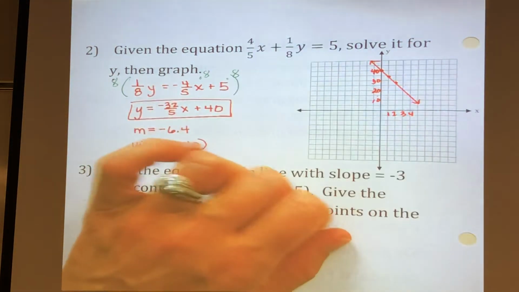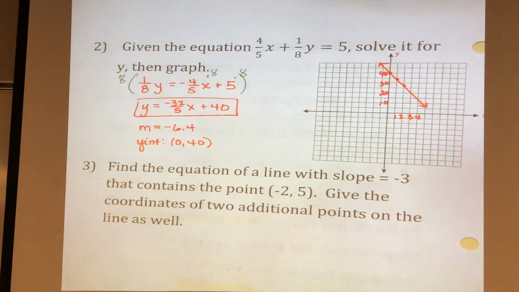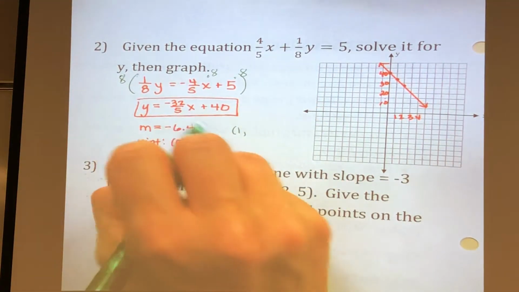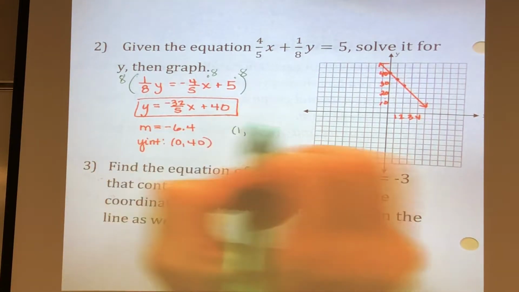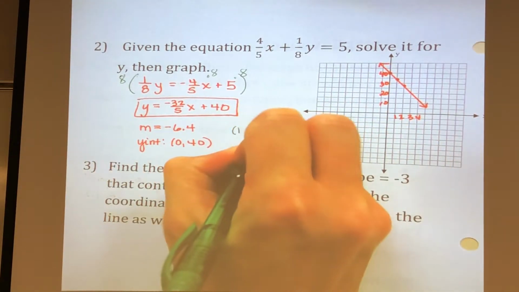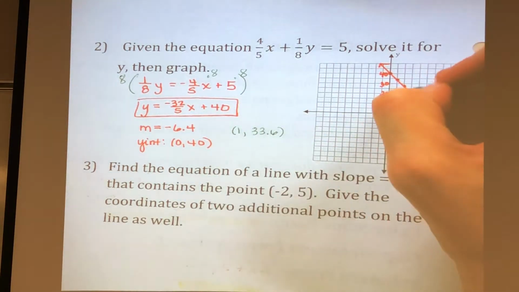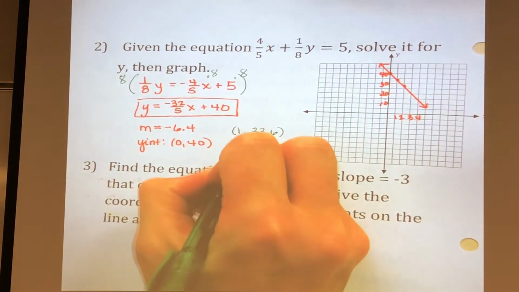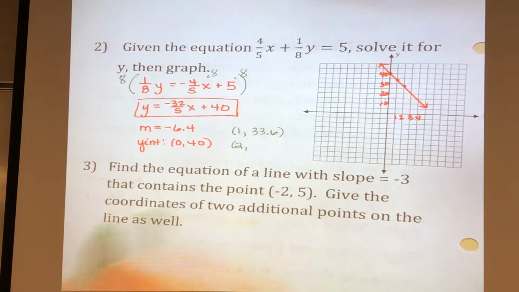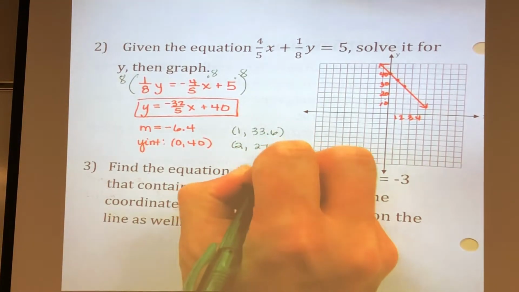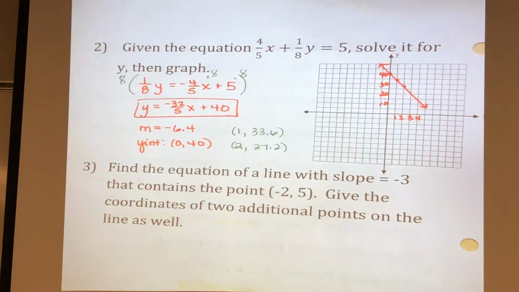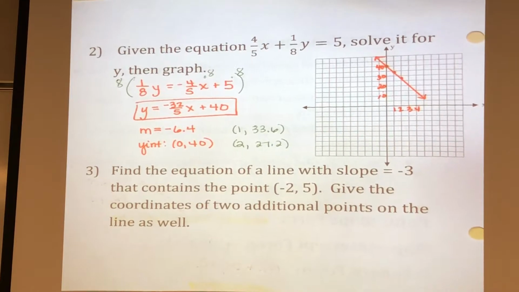So another way to check to make sure your points are in the right place, you can substitute values into your equation. So for instance, I can substitute the point 1 in for x and do 1 times negative 6.4 plus 40, and I get 33.6. And hopefully that's about where I put that. Maybe a little too high. Or I could put 2 in and do 2 times negative 6.4 plus 40 to get 27.2. So 2, here's 25, 27. Yeah, that one's about right. So you can do that also if the slope is a little off.